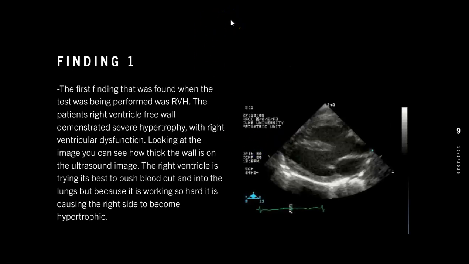Finding 1. The first finding that was found when the test was being performed was RVH. The patient's right ventricle free wall demonstrated severe hypertrophy with right ventricular dysfunction. Looking at the image, you can see how thick the wall is on the ultrasound image. The right ventricle is trying its best to push the blood out and into the lungs, but because it is working so hard, it is causing the right side to become hypertrophic, which means thickening, and you can see that right here.